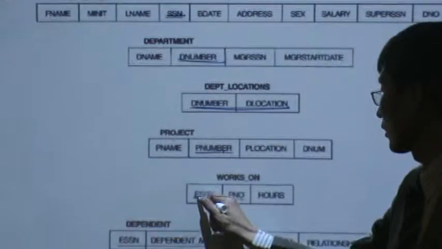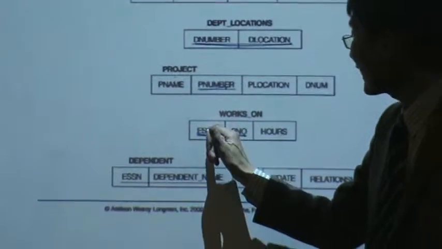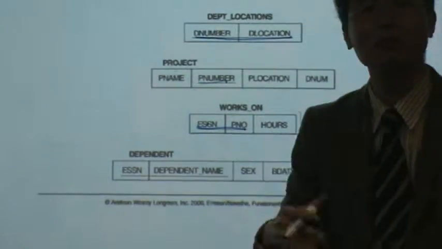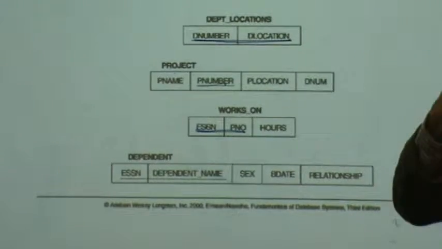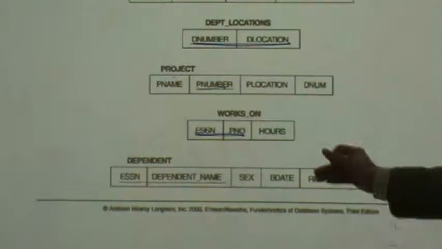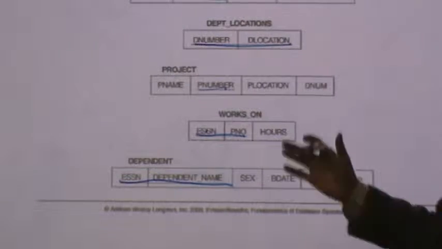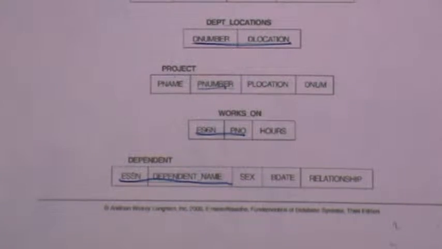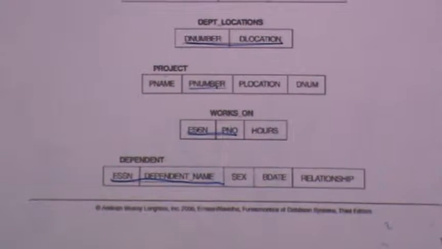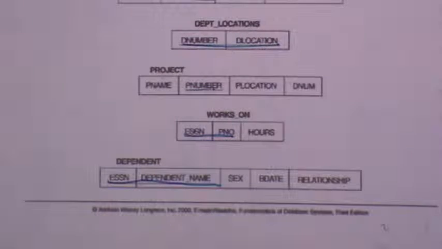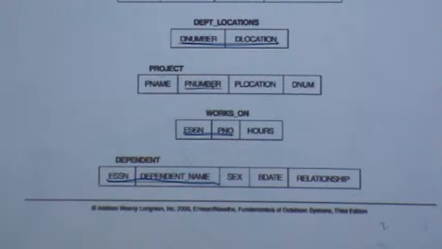P number is one. ESSN plus P number is unique, and non-none. However, this one does not show the foreign key relationship, referential integrity. So we can find it based on what? The chapter 7 handout requirement.